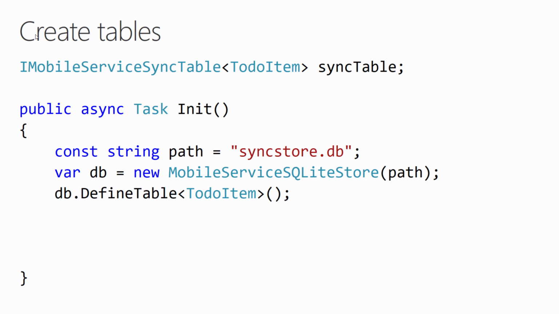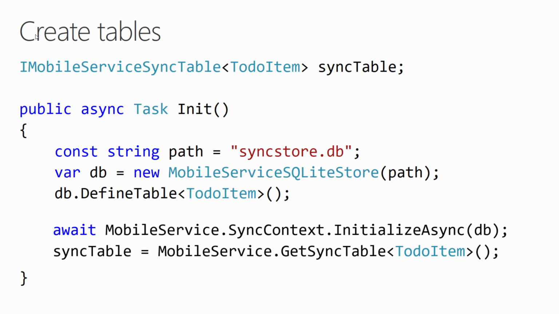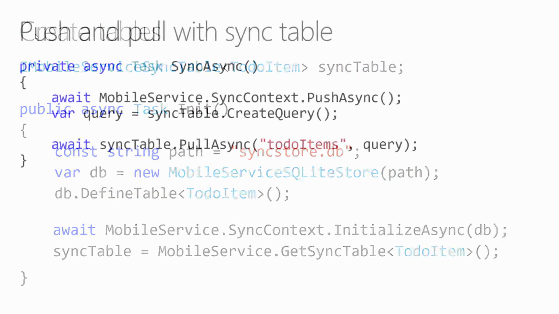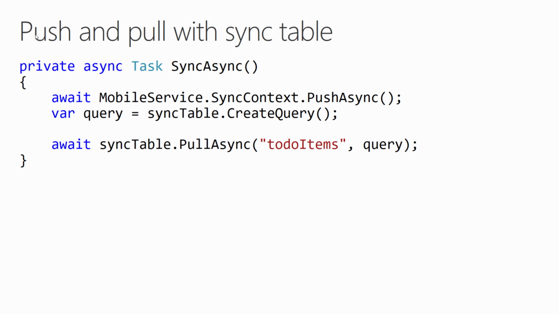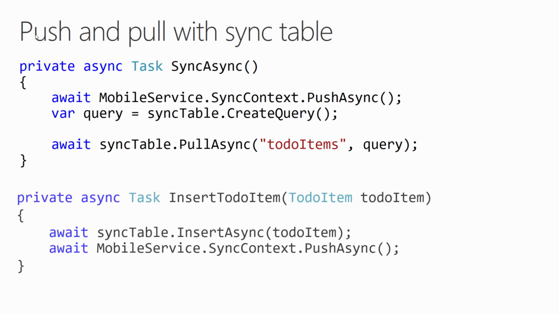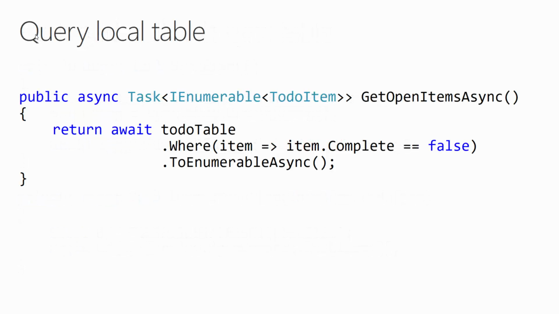So I created my database, my SQLite store. I synchronized my table here. I then initialized my synchronization context, grabbed my sync table, my coffee table, if you will. My synchronization code was to push and then pull the data down. It could be any of your different items here in this to-do items example. To insert, I simply say insert, and then I push all my changes locally. To get all my open items, any of your items that you want.